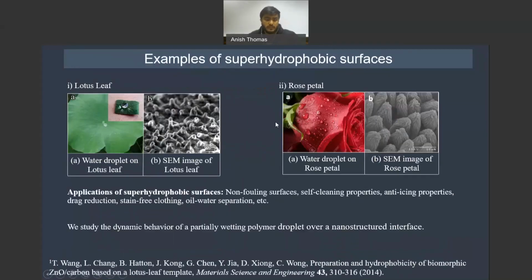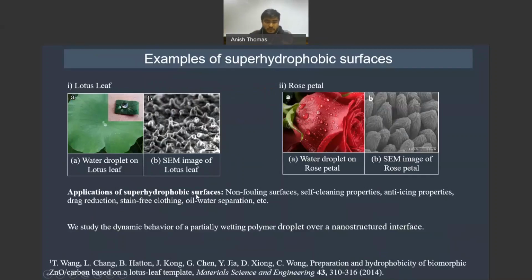Examples of superhydrophobic surfaces include the lotus leaf and rose petal. Let's understand why these surfaces are superhydrophobic. If you take a look at the SEM image here of both the lotus leaf and rose petal, you can see a pillared kind of structure on them. So what happens is, when the droplet is on the surface of the lotus leaf or rose petal, these pillared structures keep it suspended over them, which gives them a superhydrophobic property.